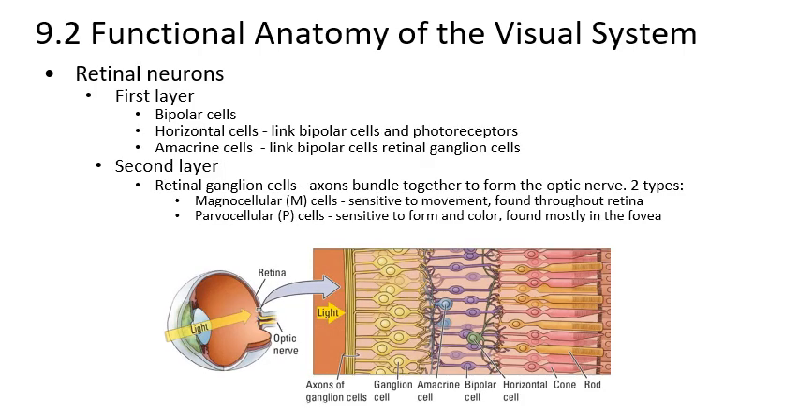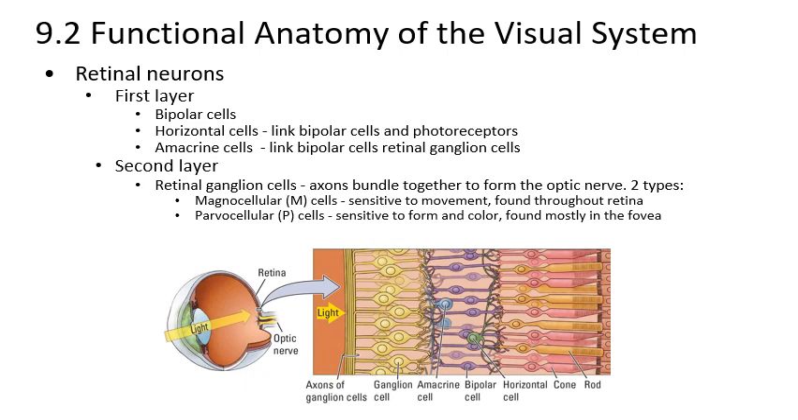Okay, so the retinal neurons. The first layer includes bipolar cells, horizontal cells, which link the bipolar cells to the photoreceptors, and amacrine cells, which link bipolar cells to retinal ganglion cells. So this is like a little linkage process. In the second layer are the retinal ganglion cells, which we're going to talk more about later. These are the most important ones in this section, besides the photoreceptors.